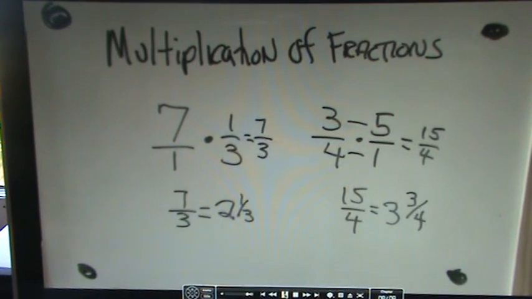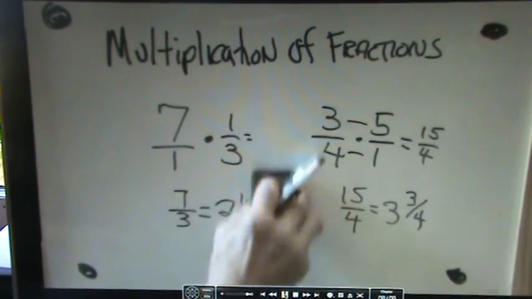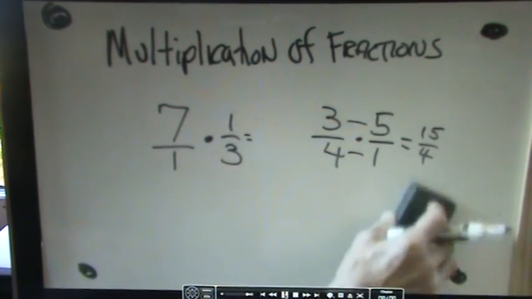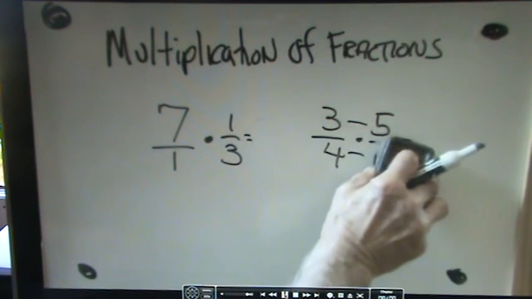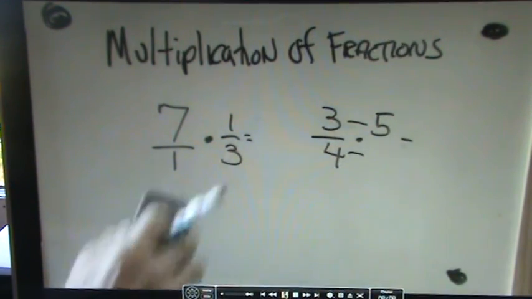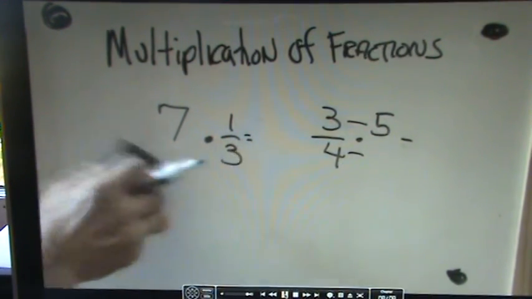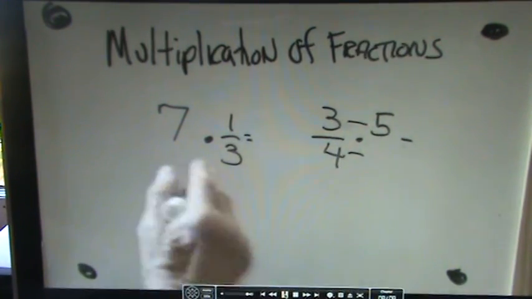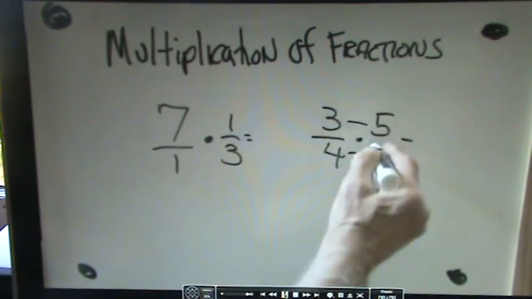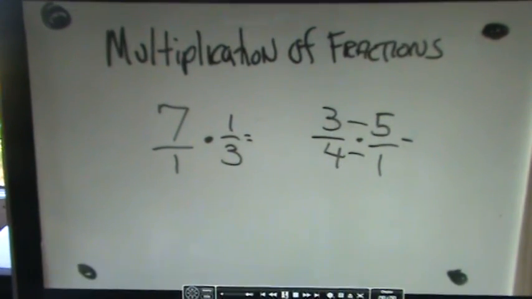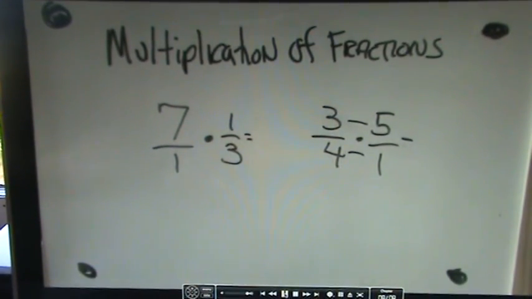So the skill set here is quite easy. If you're multiplying a fraction by a whole number, you just put the whole number over the number 1, and then you just multiply as you normally would with fractions. Excellent.